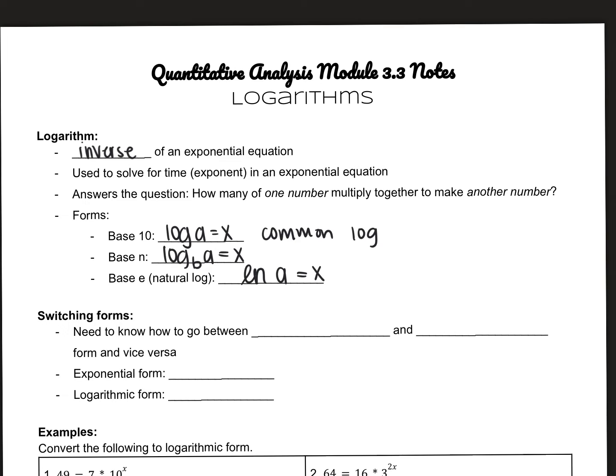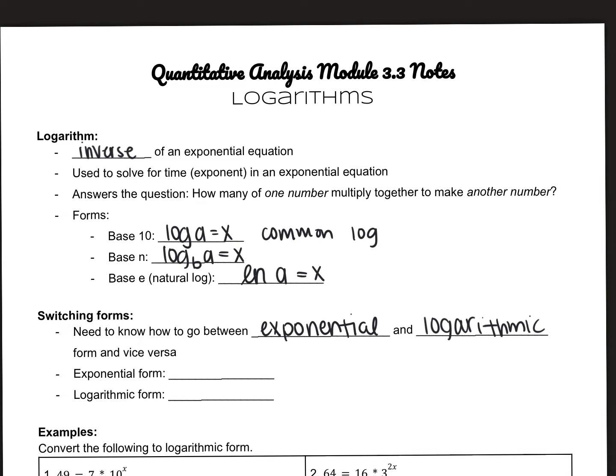So how are we going to use logarithms to solve? We have to know how to switch forms. We have to know how to go between exponential and logarithmic form, and vice versa. It works in both directions. None of the problems we're really going to do are going to require us to go from logarithmic to exponential form, but we will need to know how to go from exponential form to logarithmic.